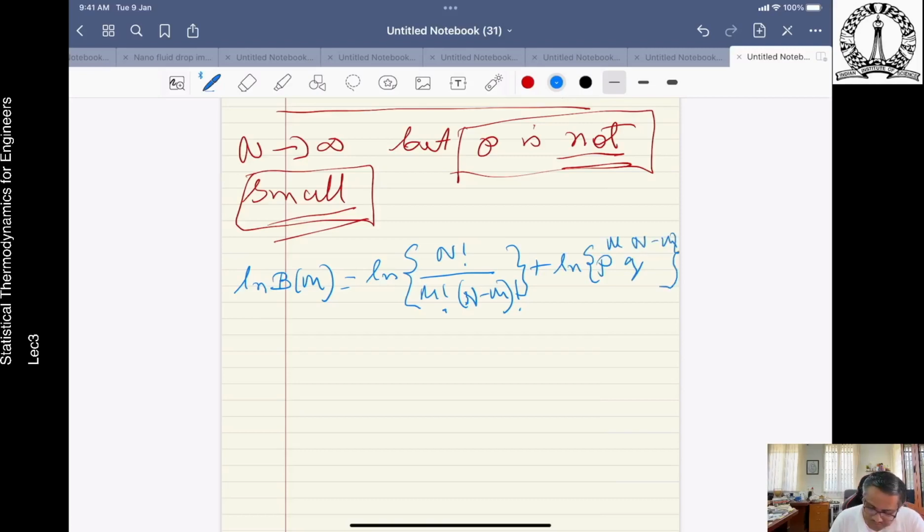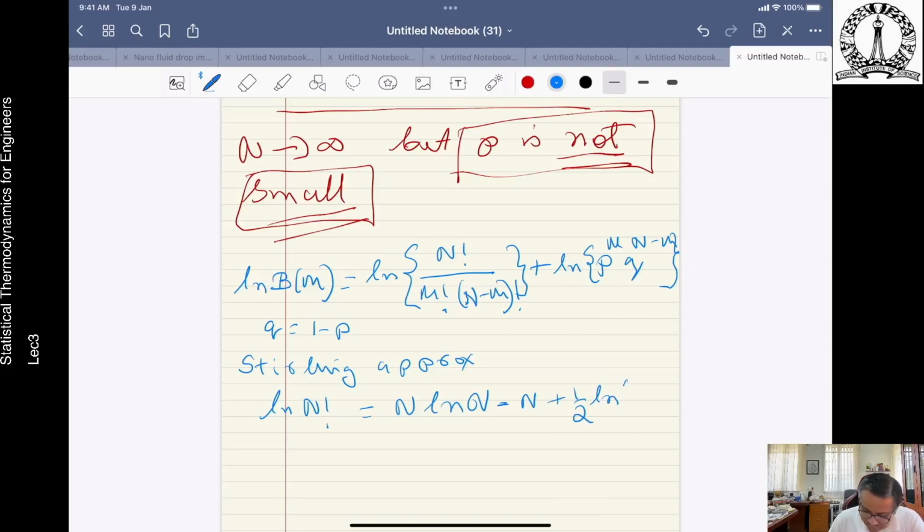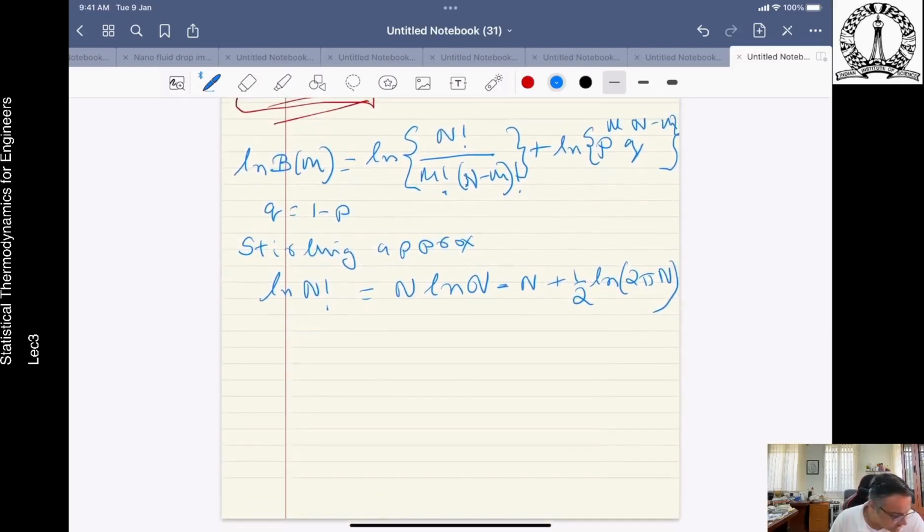So this is just a log, where q is 1 minus p. Then we apply what we call a Stirling approximation. The Stirling approximation states that the logarithm of n factorial is n into ln n minus n plus half ln 2 pi n. So this is the Stirling approximation.